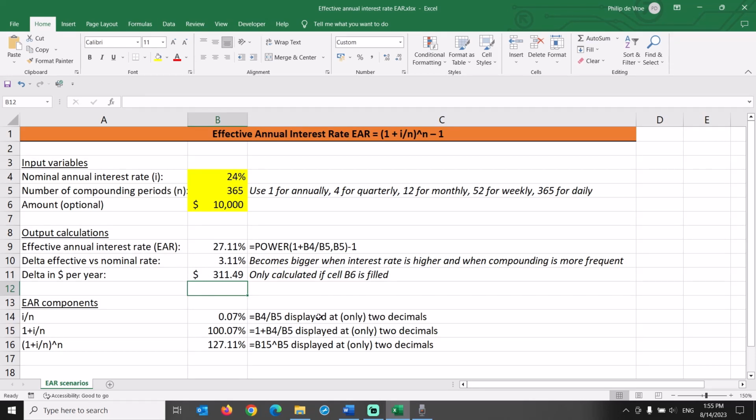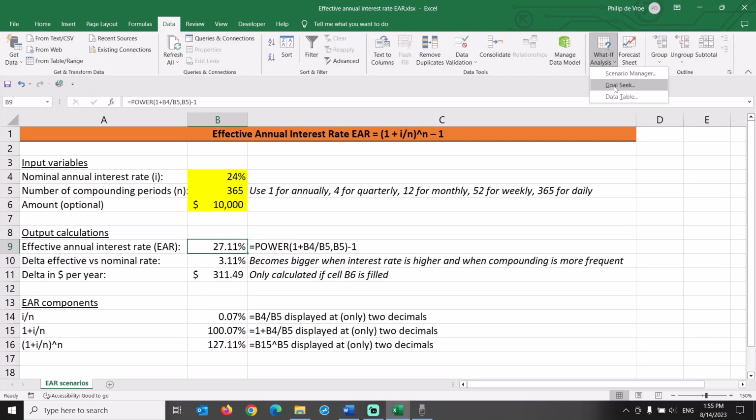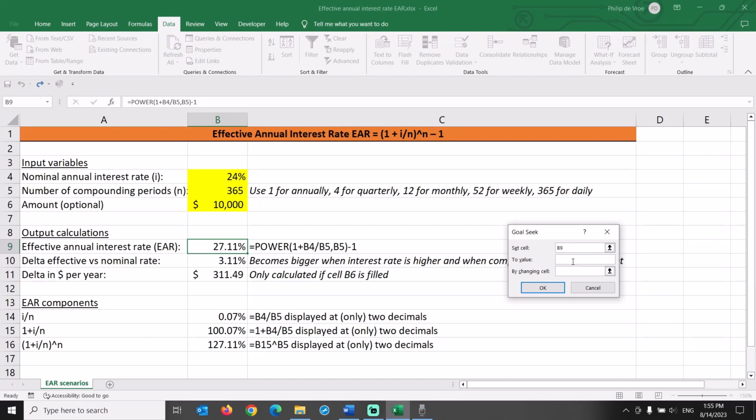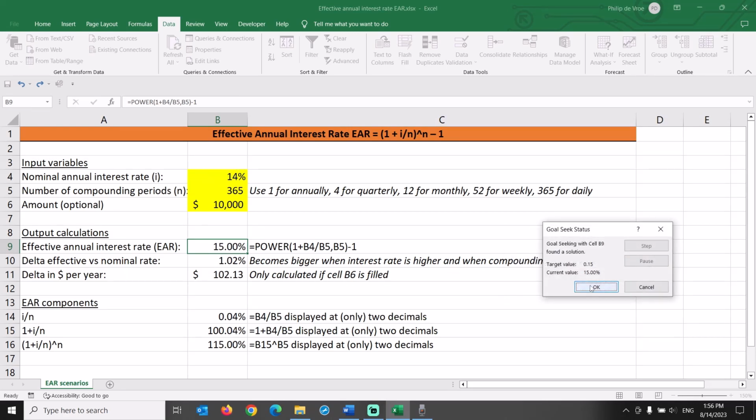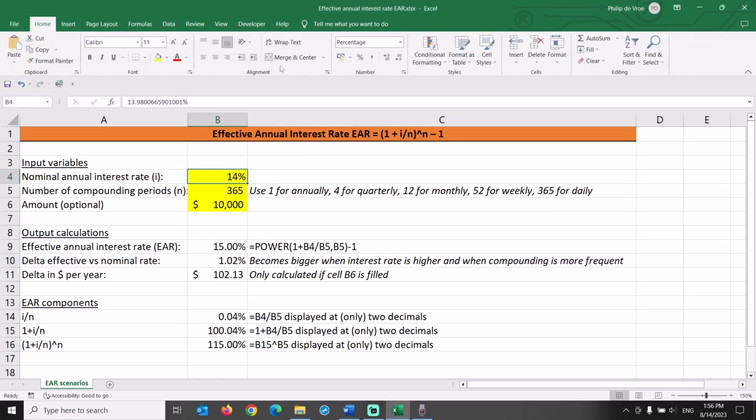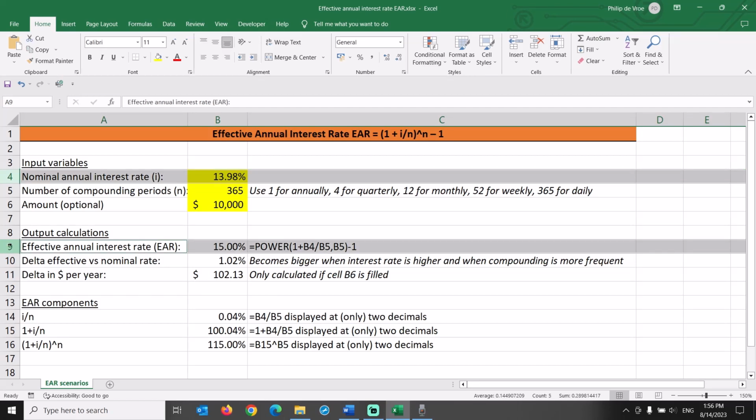The great thing about Excel is that you can also calculate in the opposite direction, going from effective annual interest rate back to nominal annual interest rate. If the effective annual interest rate is maximized at 15%, then what is the nominal annual interest rate based on daily compounding? Click cell B9, then go to the Data tab, What If Analysis, Goal Seek. Set cell B9 to value 15% by changing cell B4. Click OK, and then let's display the nominal annual interest rate with 2 decimals. A nominal annual interest rate of 13.98%, compounded daily, equates to an effective annual interest rate of 15%.